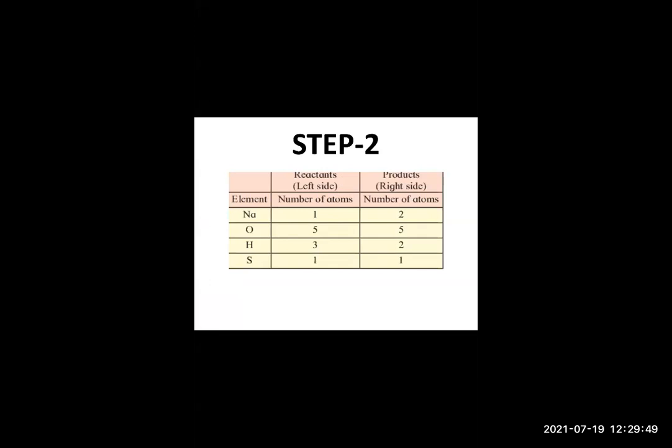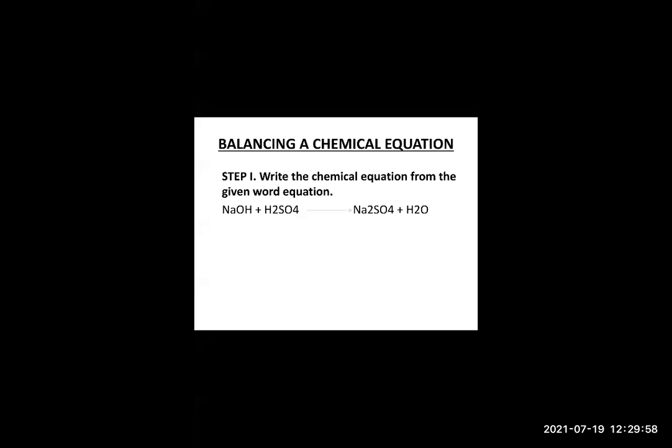So from step number 2, what did you understand? Whether the equation is balanced or not. Now you came to know it is not balanced, correct? In the first step, what do you have to write? You have to write the chemical equation from the word equation. The word equation will be given to you, like sodium hydroxide reacts with sulfuric acid to give sodium sulfate and water.